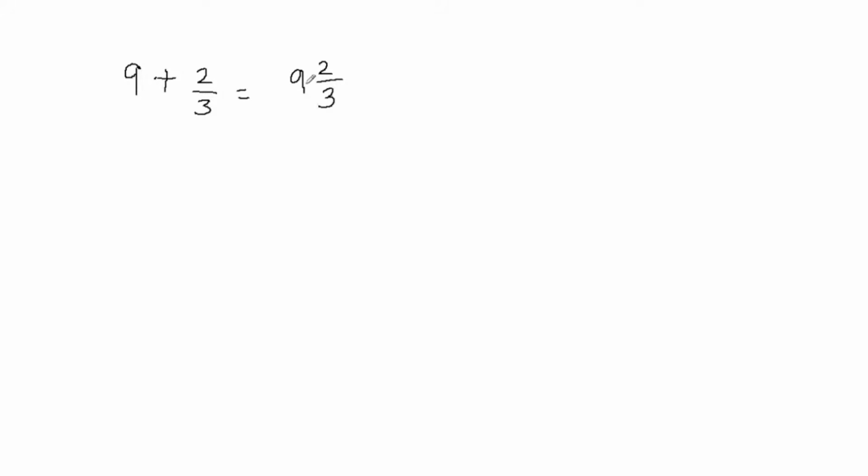Now, if you want to convert this into a fraction, what you can do is multiply the whole number with the fraction's denominator. So 9 times 3 gives you 27. And then whatever you get, you add that to the numerator. So 27 plus 2 gives you 29.